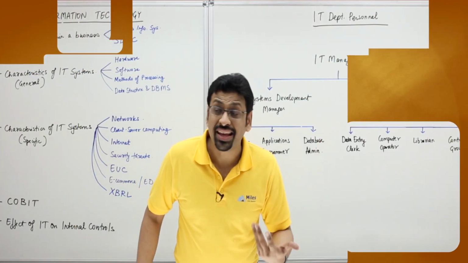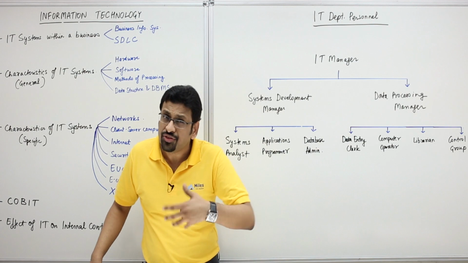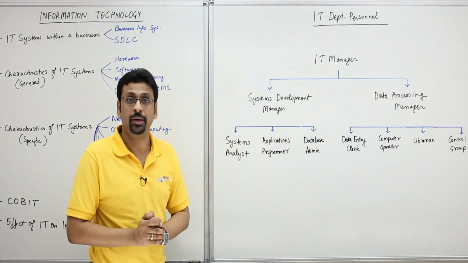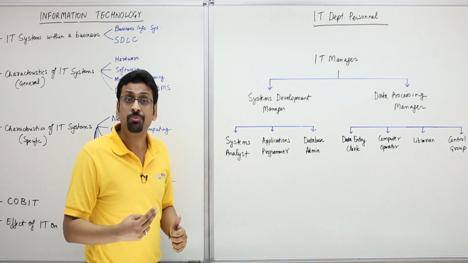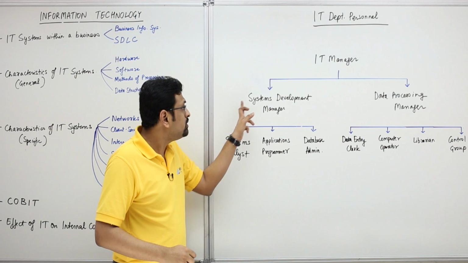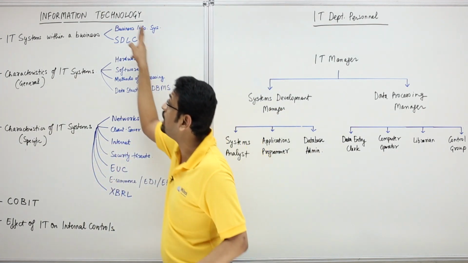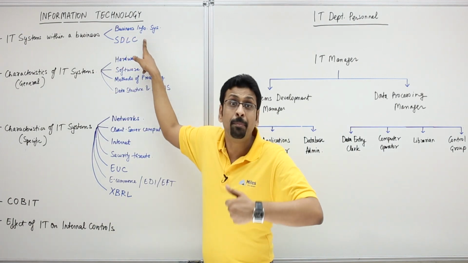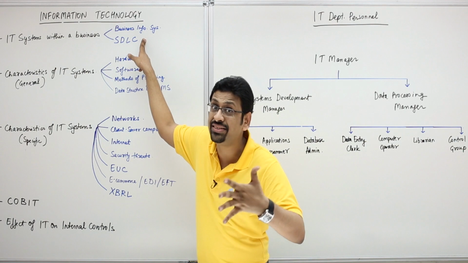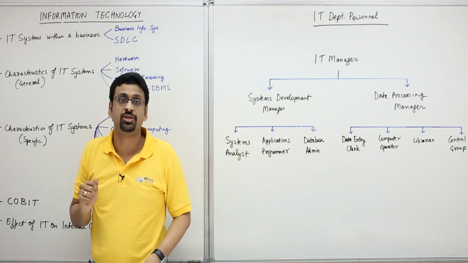As we try and understand the effect of IT on internal control, let's first look at the organization of personnel in the IT department. So we're looking at two teams here, and the first one is the systems development team. Now this is the team which is in charge of the systems development life cycle that we learned here. So this was planning, analysis, design, development, testing, implementation and maintenance of IT systems.